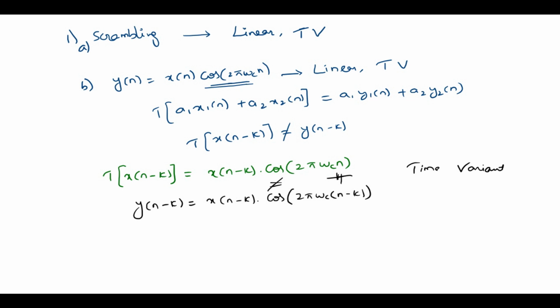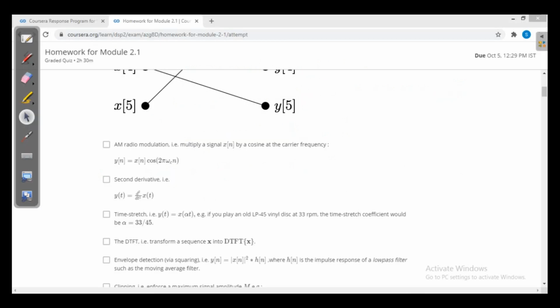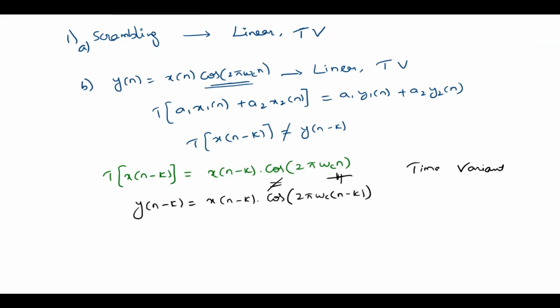Now see the third option, second differentiation. Second differentiation, that is y of t is equal to d square by dt square of x of t. So again, it is linear, and it is also a time invariant system. The input output relationship is simply independent of time.